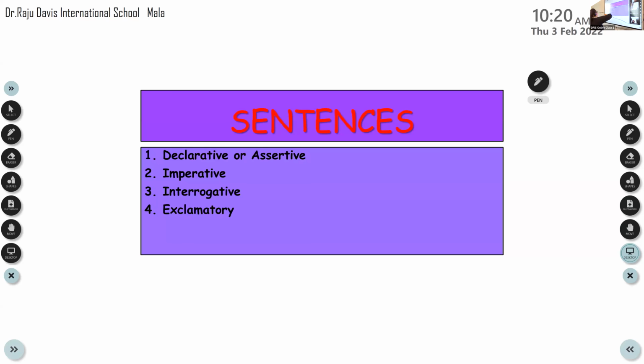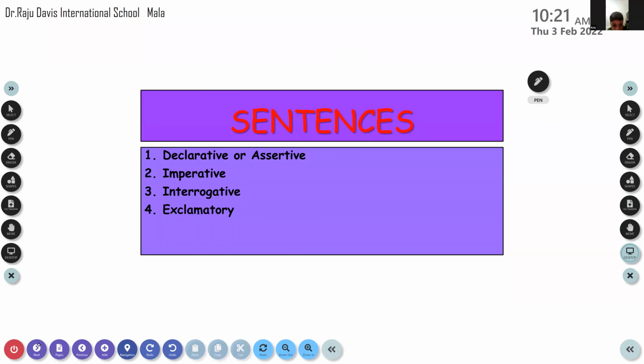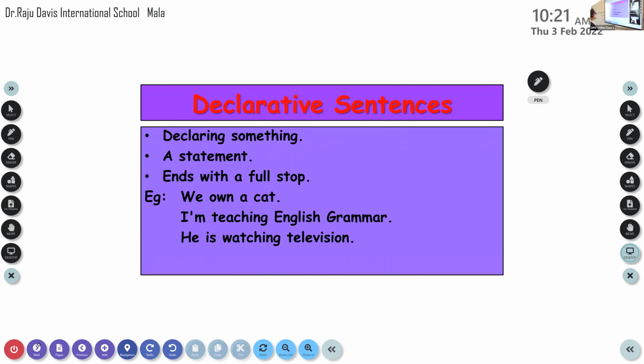Declarative or assertive, imperative, interrogative, exclamatory sentences. Declarative sentences, declaring something, a statement, end with a full stop. We own a cat. I am teaching English grammar. He is watching television.